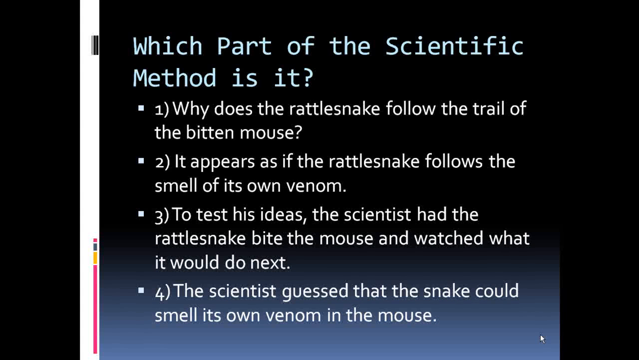Number 2, it appears as if the rattlesnake follows the smell of its own venom. So that would be your conclusion. After all of your experiment, you figured this out. Oh, he's following his venom. Number 3, to test his ideas, the scientist had the rattlesnake bite the mouse and watched what it would do next. So obviously that's going to be the experiment, right? Because you're testing it. The scientist guessed that the snake could smell its own venom in the mouse. So if a scientist is guessing, then he's making a hypothesis. So that would be number 4.